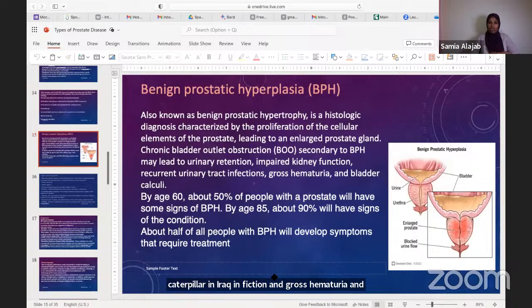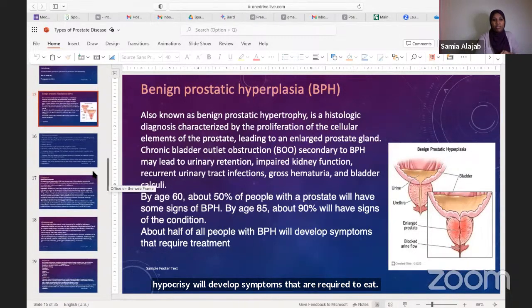By the age of 60, about 50% of people with a prostate will have some sign of benign prostatic hyperplasia. And by age 85, about 90% will have signs of the condition. So we'll have patients presenting with symptoms and signs of benign prostatic hyperplasia. About half of all people with benign prostatic hyperplasia will develop symptoms that require treatment. So 50% of them will be symptomatic and will need treatment.